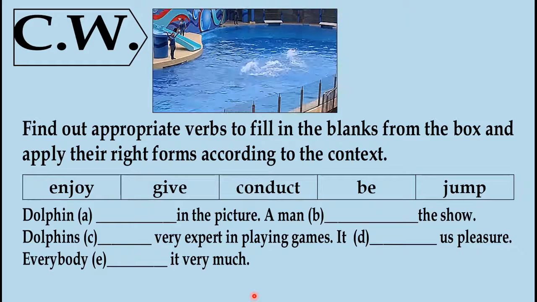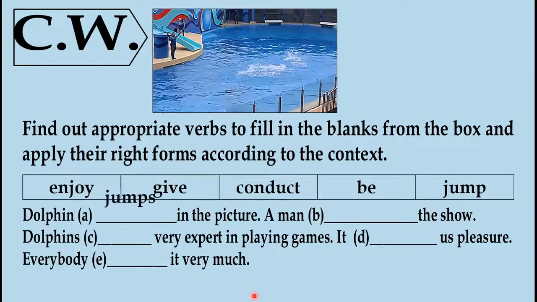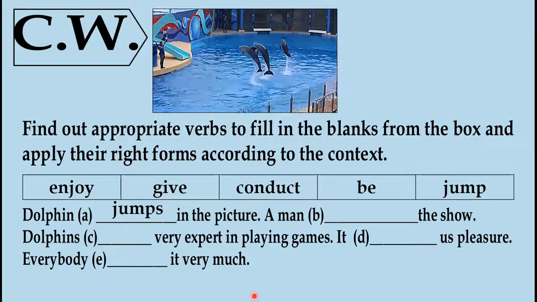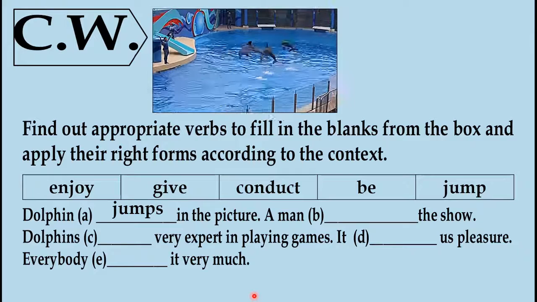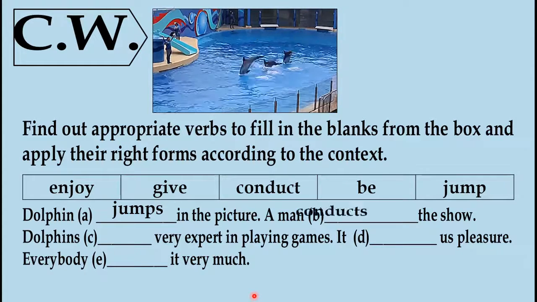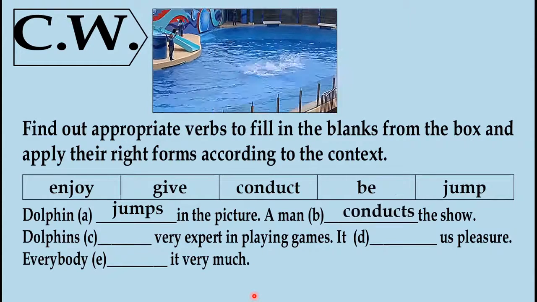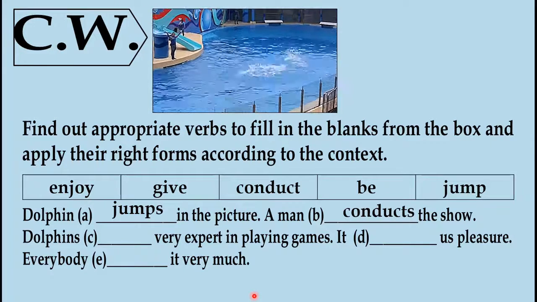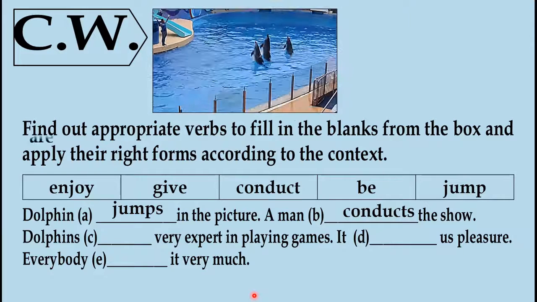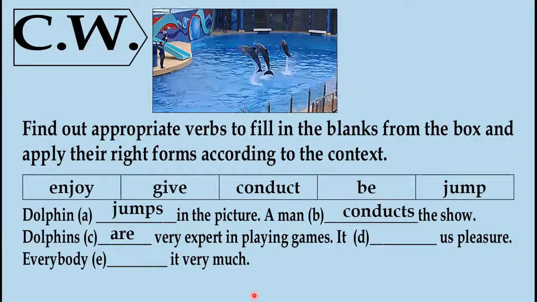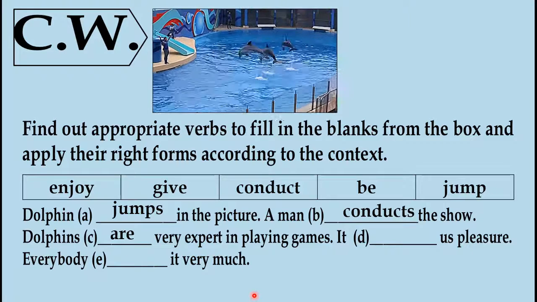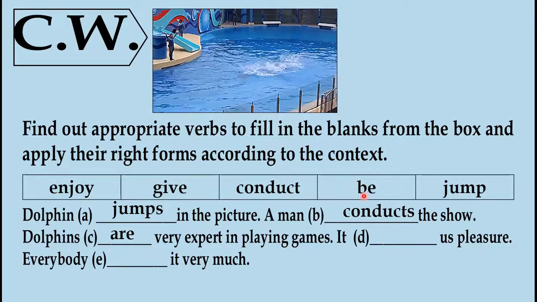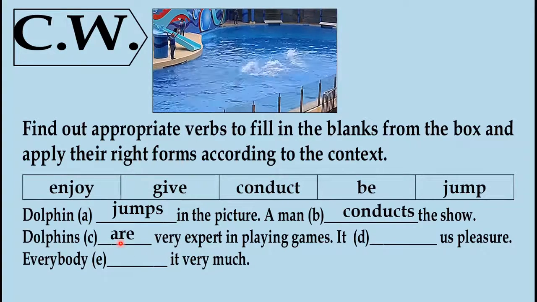Number A, dolphin jumps in the picture. Here dolphin is third person singular number, so s has been added with verb. A man conducts the show. A man is third person singular number, so s has been added with the verb conducts. Dolphins are very expert in playing games. Dolphins here is plural subject, so verb be plural form are is used here.